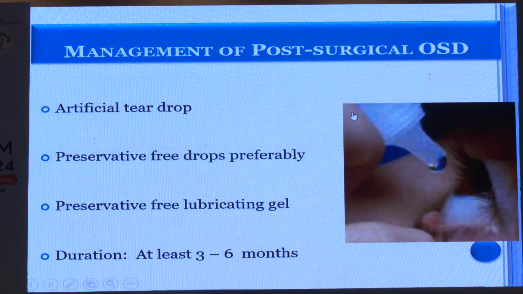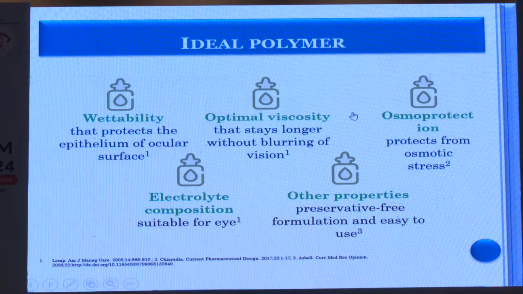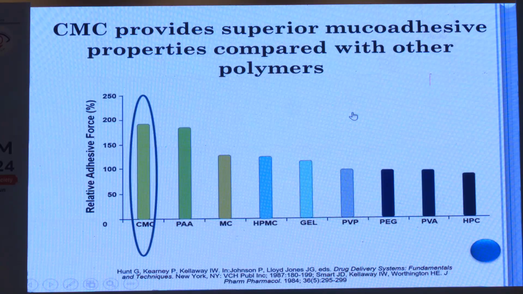So artificial teardrops is the mainstay, of course, and we have to prescribe it for at least more than 6 months, sometimes a year or so. And preservative-free lubricating drops are the preferred ones. Now, what is an ideal polymer? An ideal polymer is one which should have good wettability, optimal viscosity, osmotic protection, good electrolyte, etc.